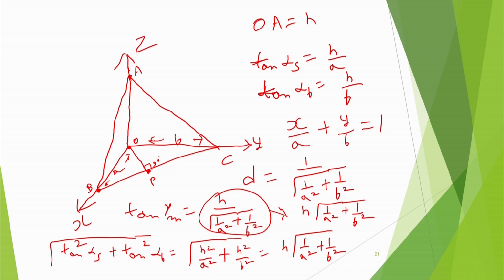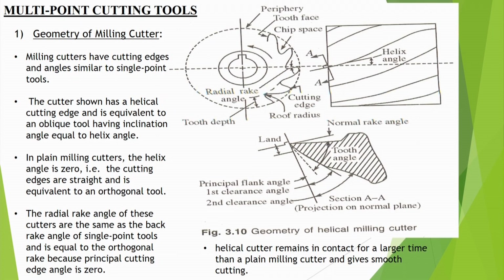Now, till now we talked about single point tools. Single point tools are used in the lathe machine and boring machine, but now we have to understand multi-point cutting tools also, by the same logic and the same type of geometry. Suppose the example is a milling cutter. In a milling cutter there are a number of teeth, and there is a chip space, a tooth space in here, and this is the periphery.